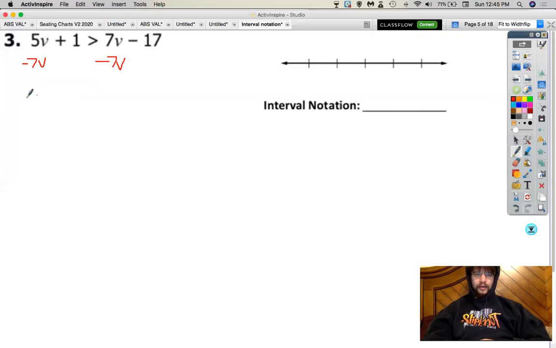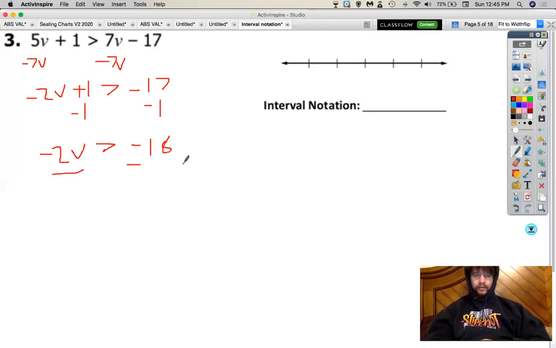So I get -2v plus 1 is greater than -17. Subtract 1, -2v is greater than -18. Divide through by a -2.